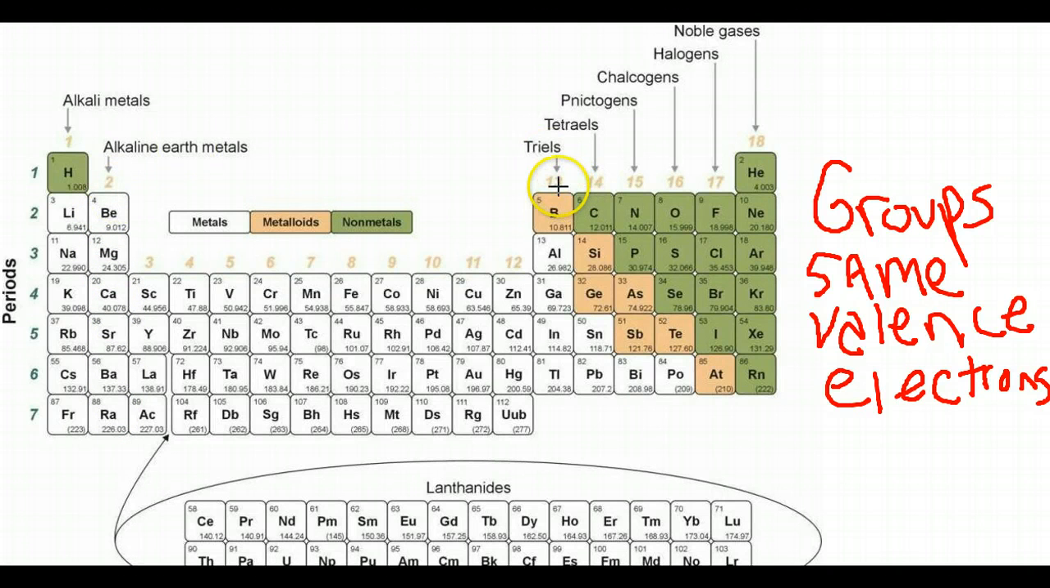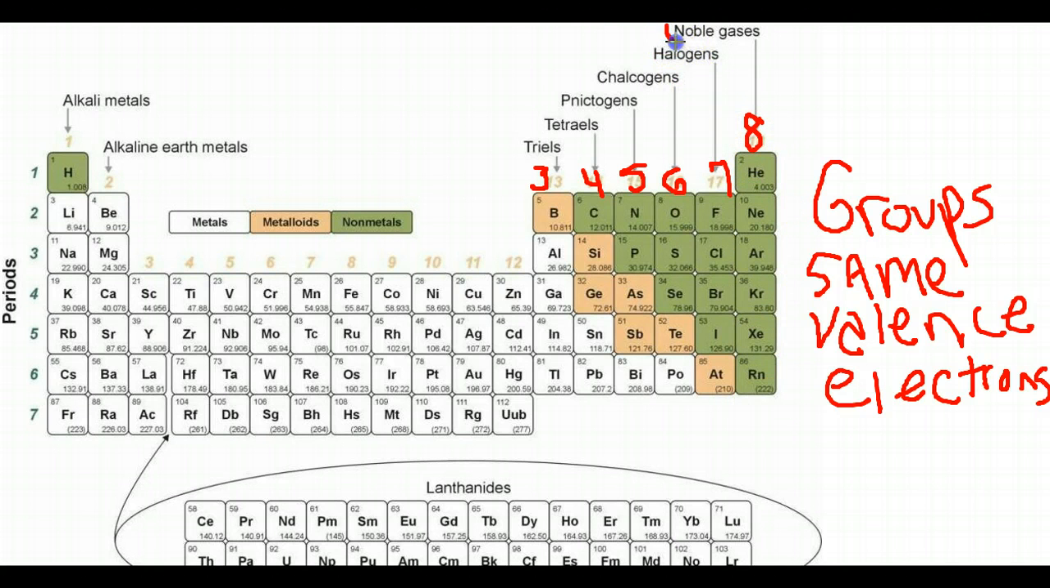Okay, well, let's hop over to this side. If we're looking at this side of the periodic table, we see group 13 through group 18. Well, group 13 has 3 valence electrons. Group 14 has 4. Group 15 has 5 valence electrons. Group 16 has 6 valence electrons. Group 17 has 7 valence electrons. And over here we have a very special group. They have 8 valence electrons.